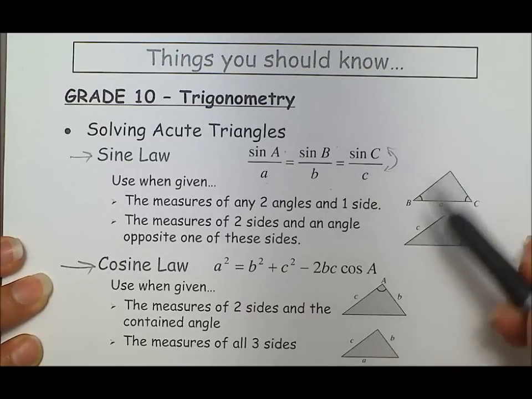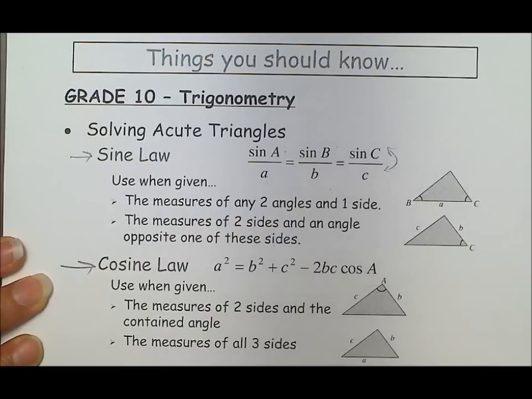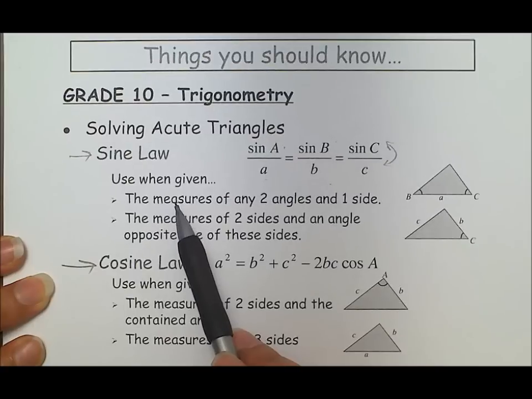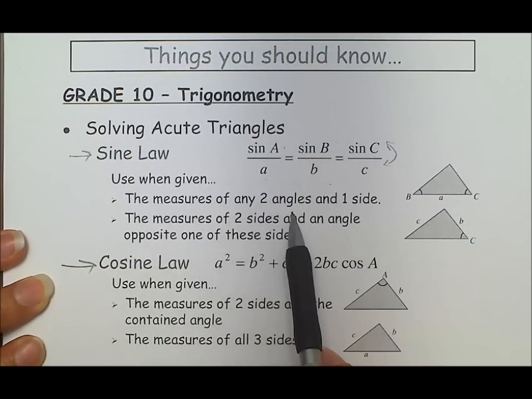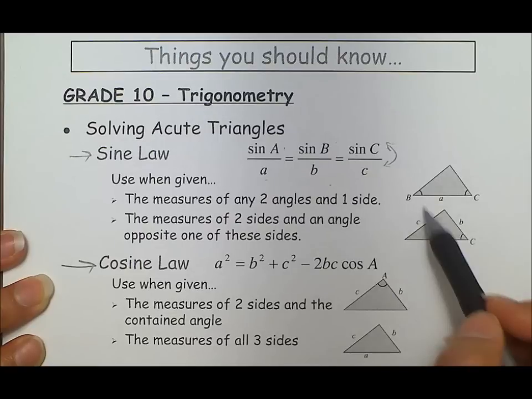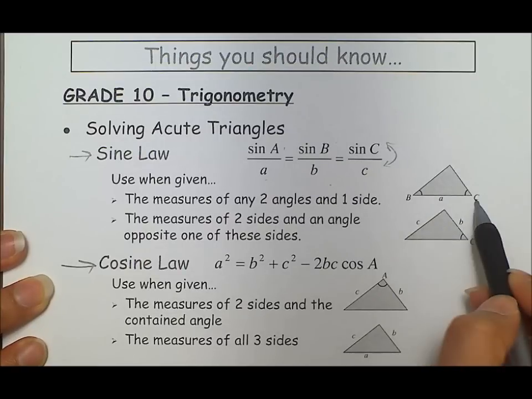And so there were two types of triangles that you would actually use the sine law for. And those two triangles depended on the information that you were given. So you were either given the measures of any two angles and one side. So here's an example here. We're given angle B and angle C, and we have side A.